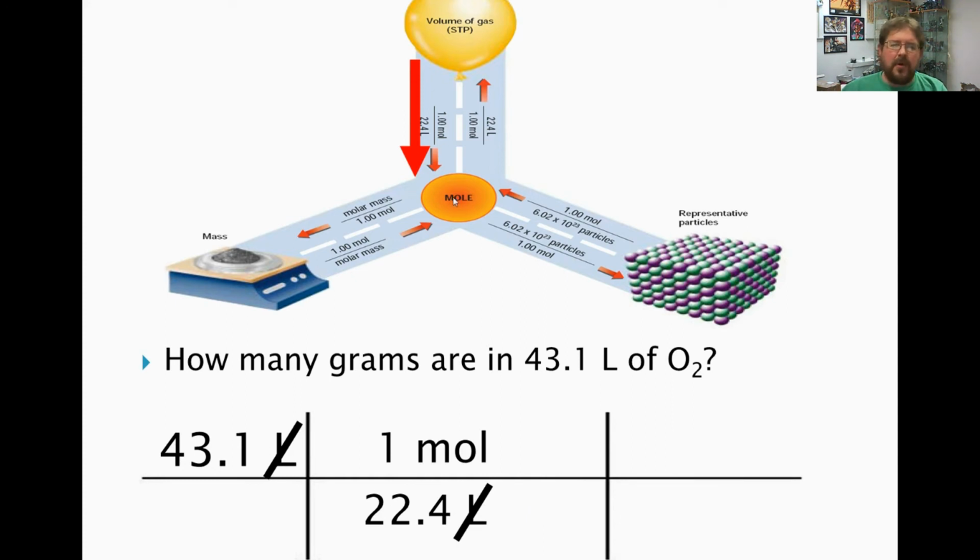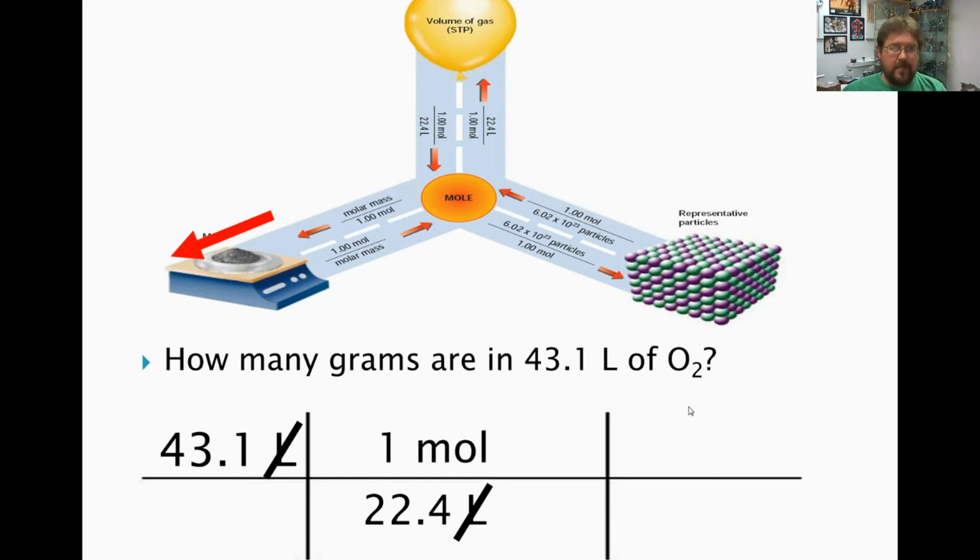Now that brought us to mole, which is fine. It's getting us away from liters, but that's not where we want to end up. We want to end up in grams, which is mass. So now we're going to move this way because we want to move away from mole and towards mass. So look on the road here. Which arrow is pointing towards mass? This one. And it says molar mass over 1 mole. That means you're going to have to find the molar mass of O2. Look on your periodic table. Figure it out.